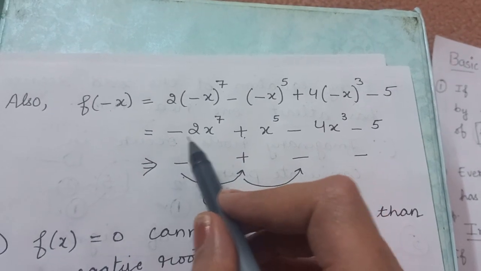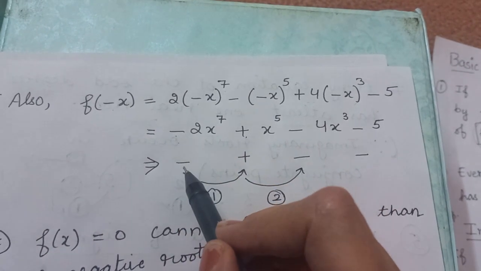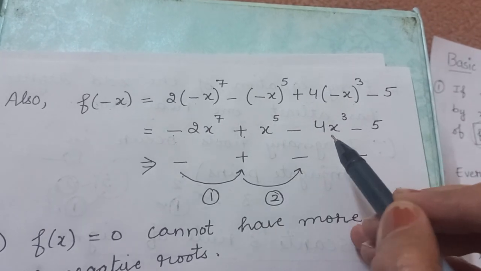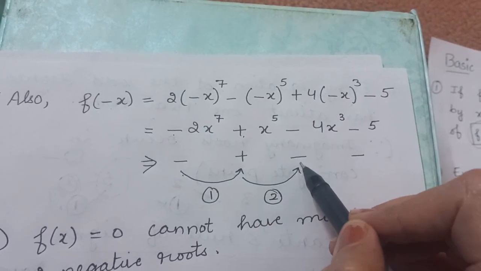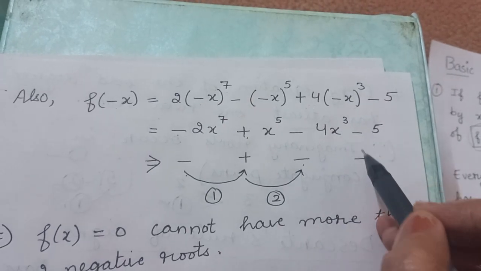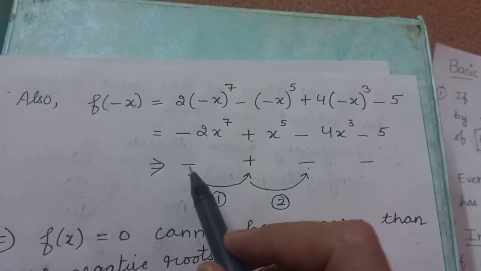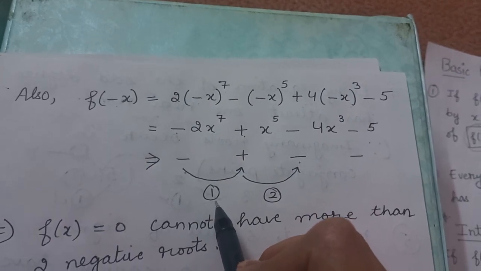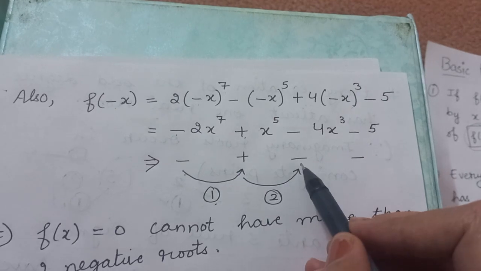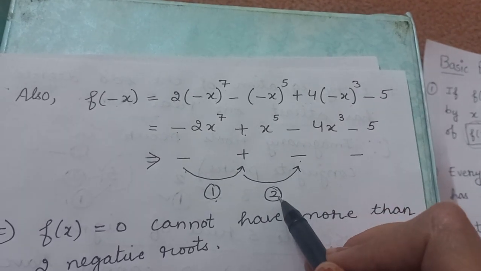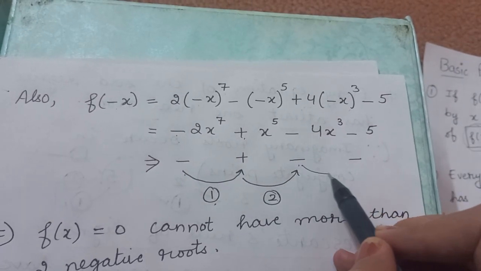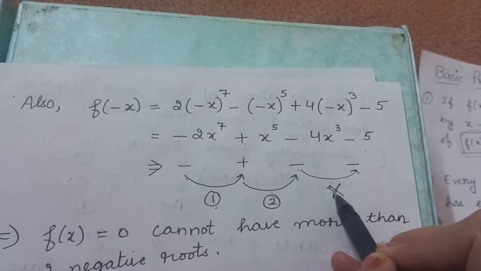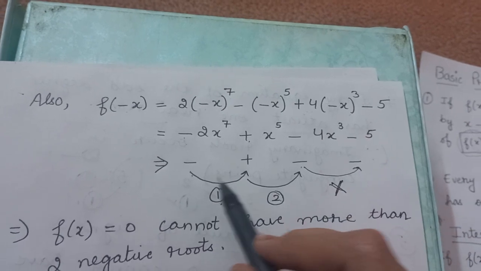The first one is a negative term, so you put a negative sign. The second one is a positive term, so you put a positive sign. The third one is a negative term, you put a negative sign. The fourth one is a negative term, you put a negative sign. So when you move from this to this, there is a change in sign, so you put number 1, right? Plus to minus, again there is a change in sign, you put number 2. Then this minus to minus, there is no change in sign, so you are not writing any change in sign here.